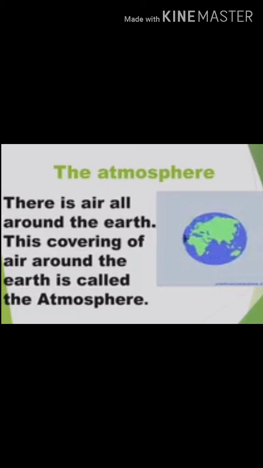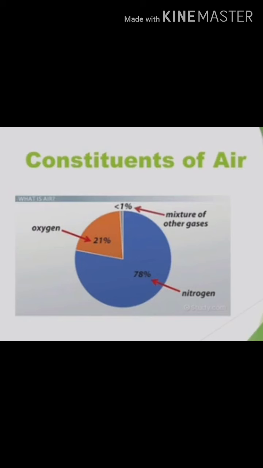Now see in this chart, the constituents of air. In this chart you see oxygen, nitrogen and a mixture of other gases. There is a mixture of other gases only 1%, oxygen 21%, and 78% nitrogen.